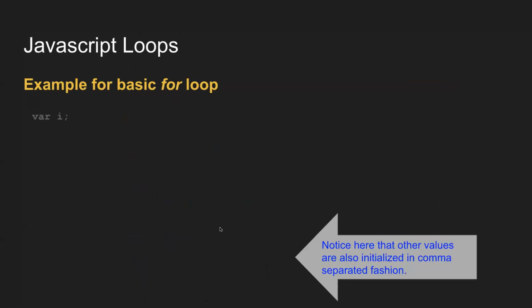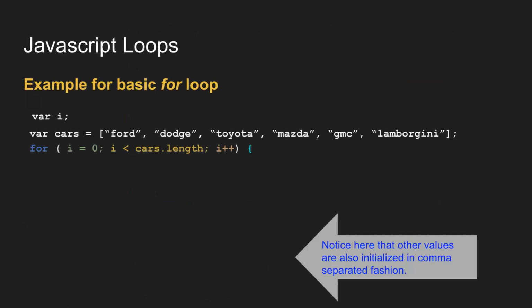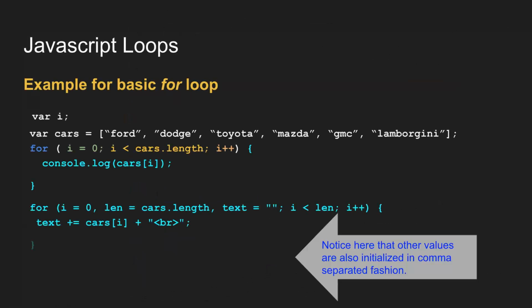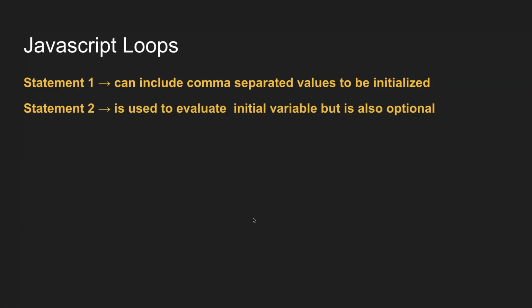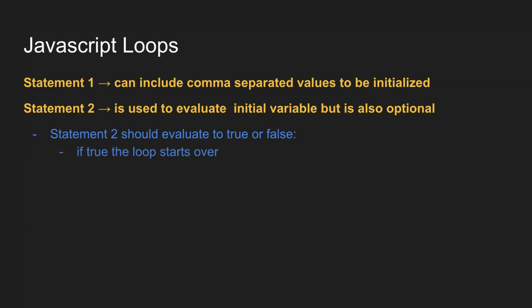Now, we've already gone through that one. That's kind of weird. All right, here we go. Statement 1 can include comma-separated values to be initialized. Statement 2 is used to evaluate the initial variable, but it's also optional. Statement 2 should evaluate to true or false, okay? If it's true, the loop starts over. If it's false, the loop exits.